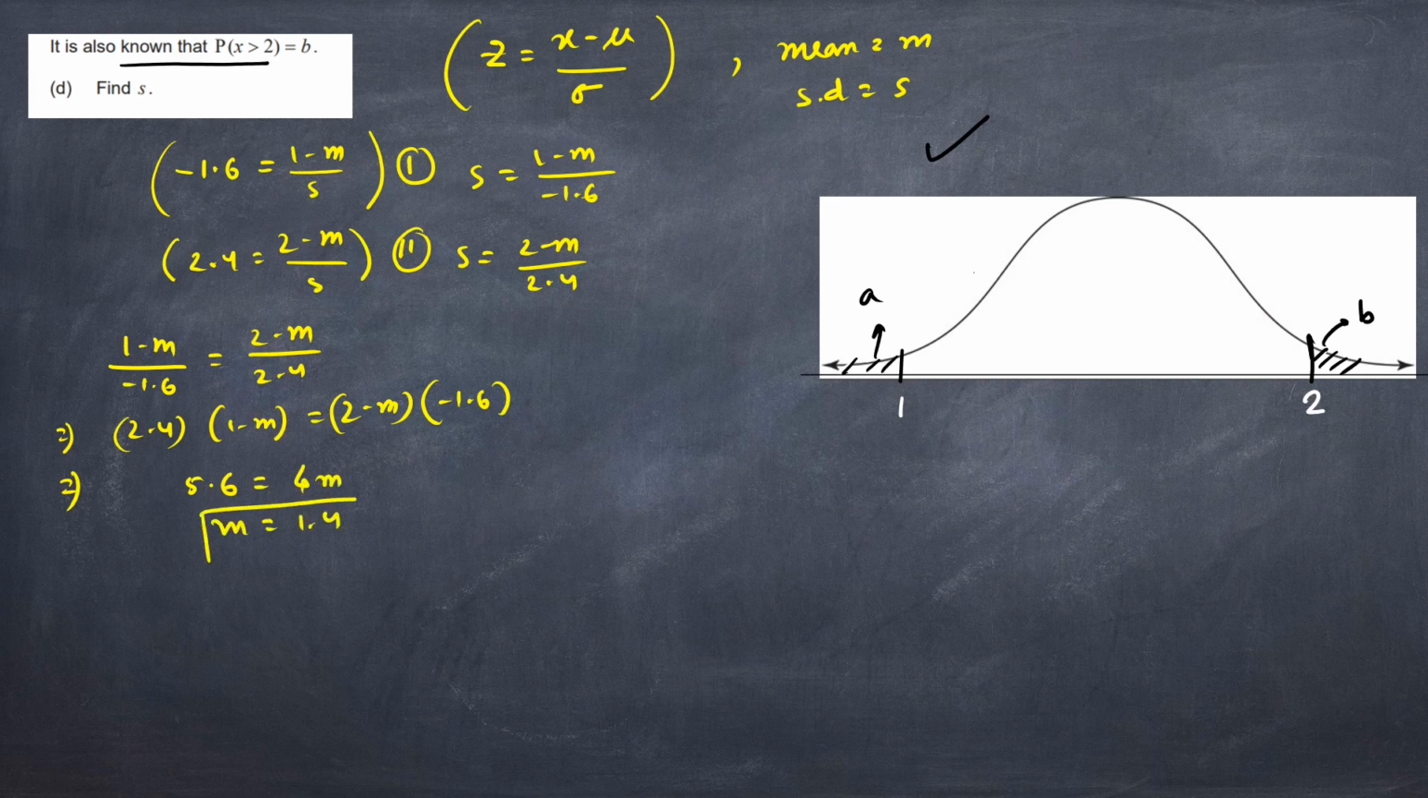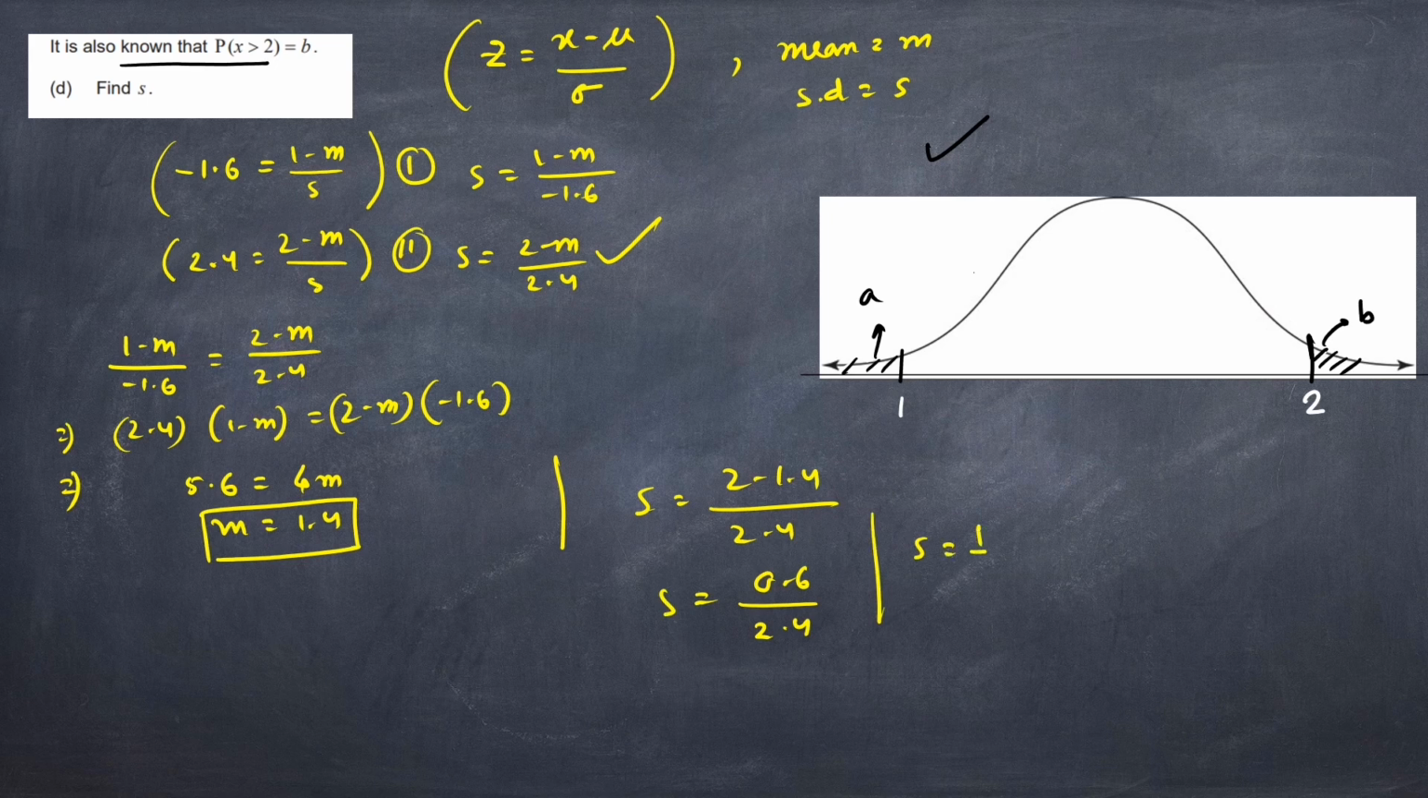Or m is equal to 1.4. So after getting the value of m, you can put it in any of these equations and you will be able to find out the value of s. So we will find out the value of s from this equation. So s is equal to (2 minus 1.4) divided by 2.4. So it is 0.6 divided by 2.4. So s is getting to be 1 by 4, so equals 0.25. So we have found out the value of s.